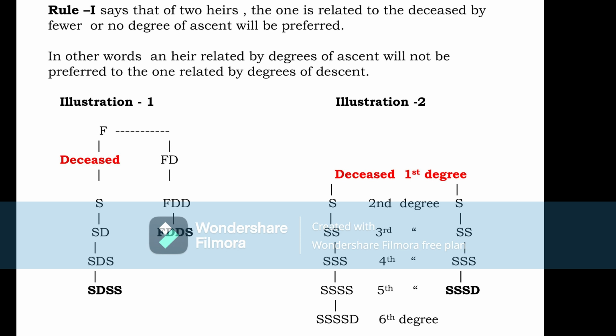Whereas the other one: the descendant is the first degree, son is the second degree, son's son is the third degree, then the fourth degree, and the son's daughter is in the fifth degree. One is in the sixth degree and the other is in the fifth degree. According to rule 1, preference will be given to the one fewer in degree. Son's daughter is in the fifth degree, so the whole property shall be taken by her.